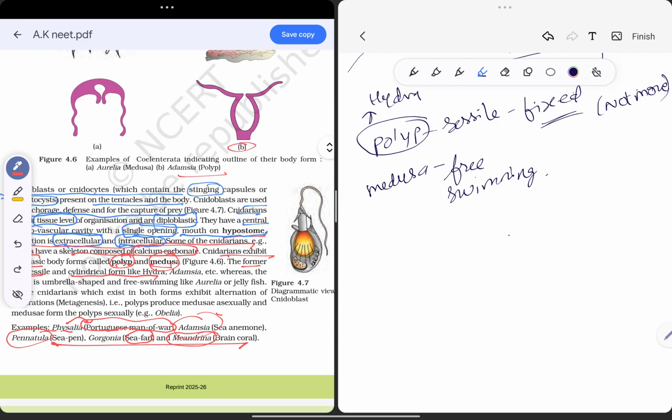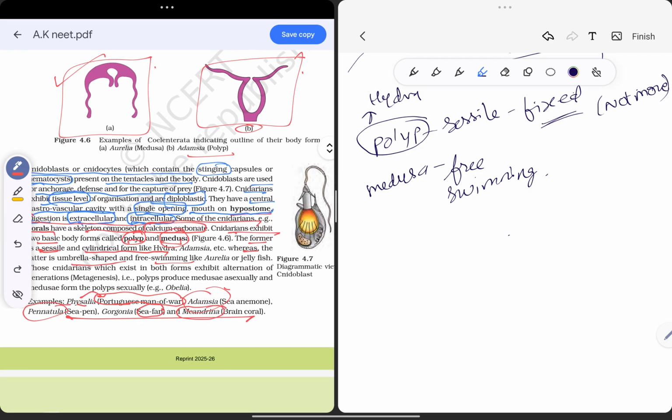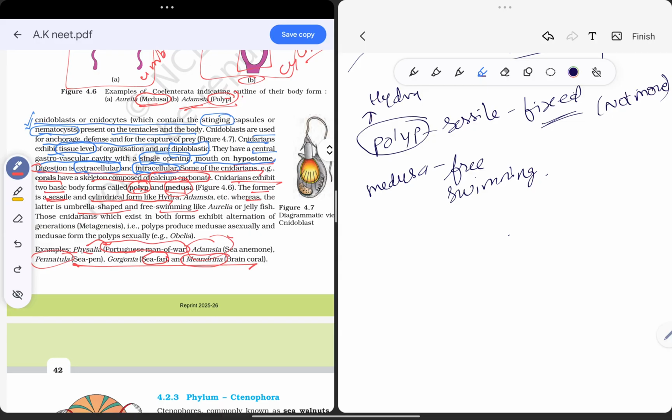See, this is the polyp form, the B. This is the medusa form. The umbrella shape is the medusa form. The cylindrical one is the polyp. Remember, these points are very, very important. So examples are Hydra and Adamsia for polyp forms. For medusa form, the examples are Aurelia, jellyfish.